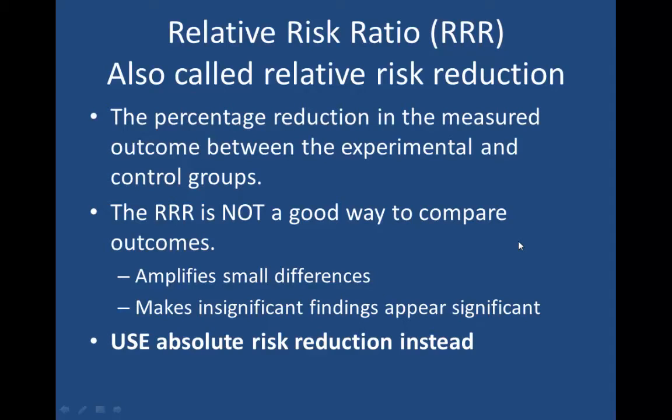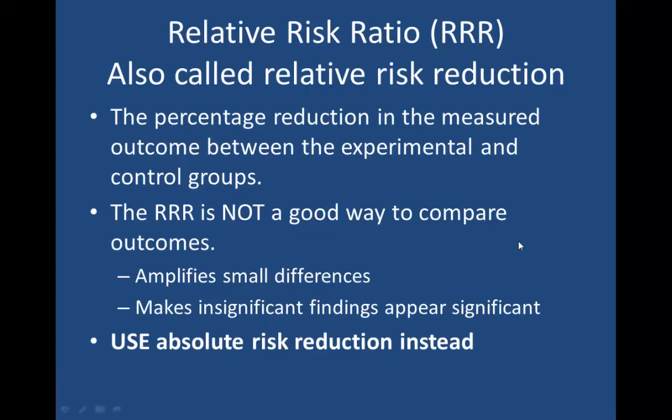Relative risk ratio is also called relative risk reduction, and it's the percentage reduction in the measured outcome between the experimental and control groups. Relative risk reduction is not a good way to compare outcomes. It amplifies small differences and it makes insignificant findings appear significant.